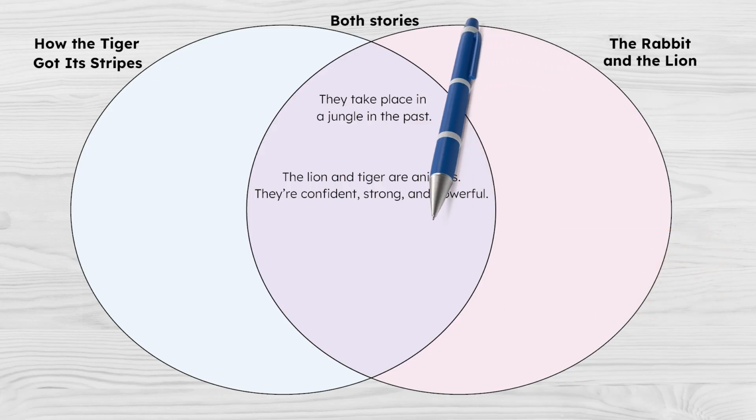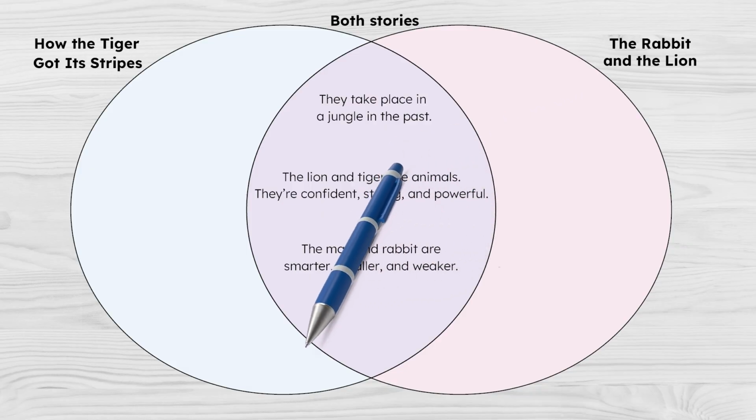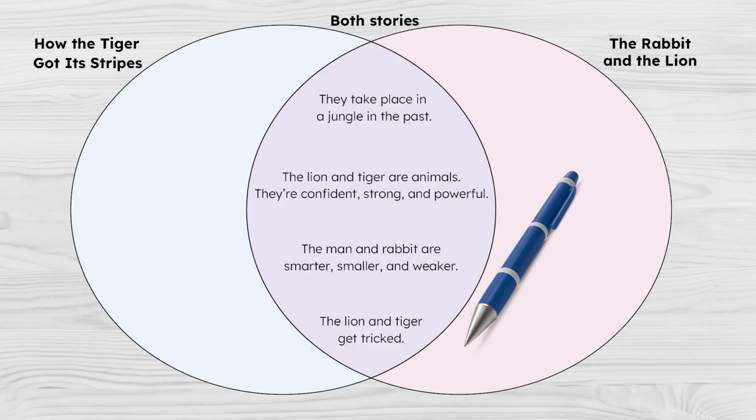You might have said something about them both being smarter, smaller, or weaker than the lion and tiger. Now let's move on to the plot. Take a moment to think about the main events in each story. What happens to the lion and tiger that's similar? They both get tricked.